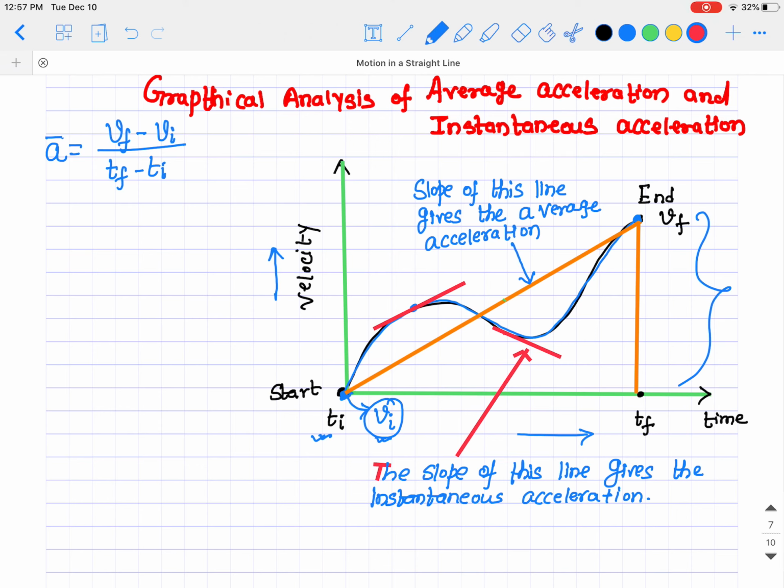Okay, so this is how you find the average acceleration and the instantaneous acceleration.